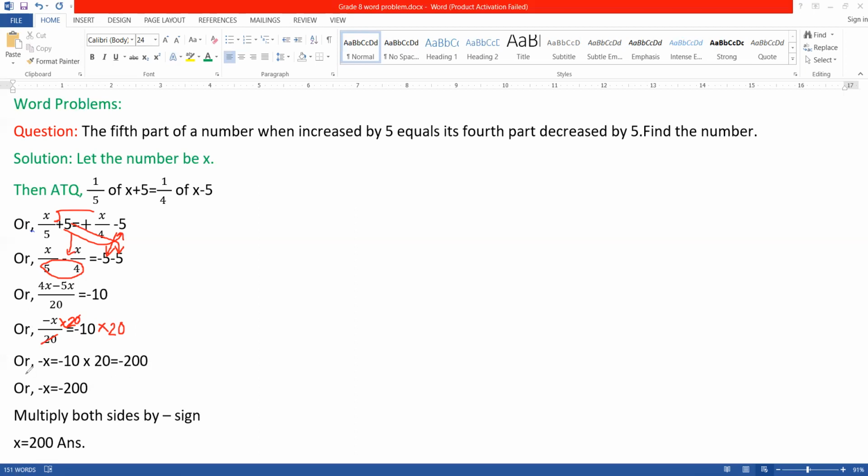Because this is an equation, we multiply both sides by minus, or you can think that we are cancelling minus on both sides, or minus divided by minus becomes plus. So finally we got x equals 200, which is the final answer.